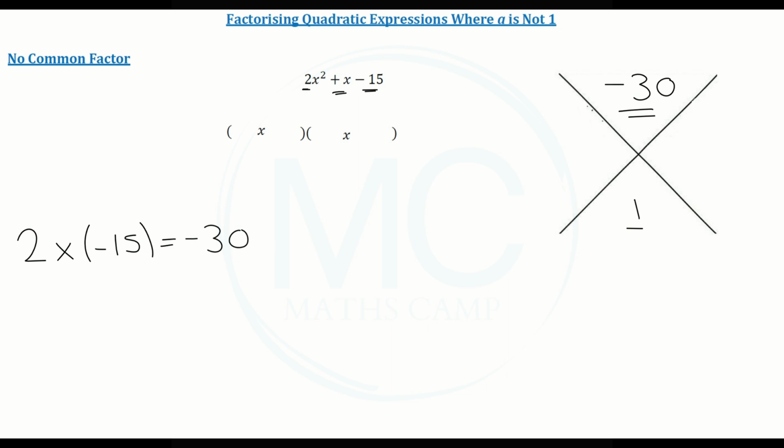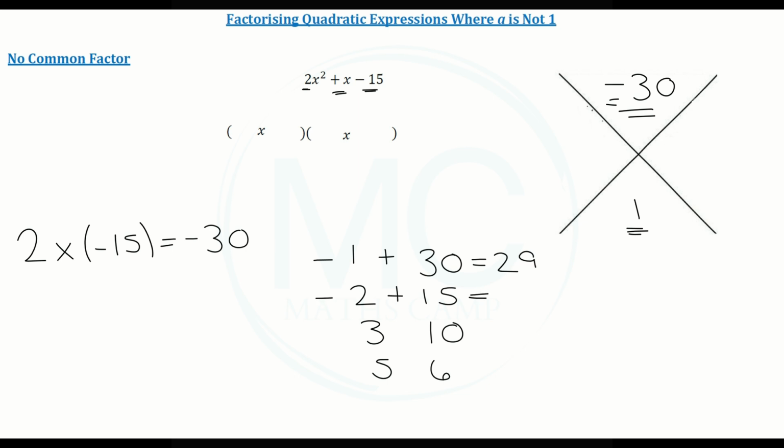So let's start by writing down the factors of 30. We have 1 and 30, 2 and 15, 3 and 10, and 5 and 6. We have negative 30, which means one factor will be negative. But we have positive 1, which tells us that the lower value will be negative. So let's add these combinations together. Negative 1 plus 30 gives us 29. Negative 2 plus 15 gives us positive 13. Negative 3 plus 10 gives us 7. Negative 5 plus 6 gives us 1.